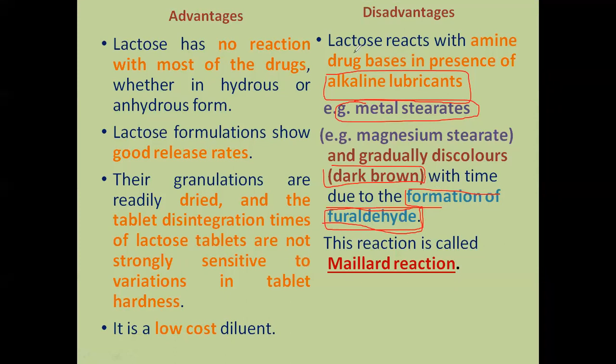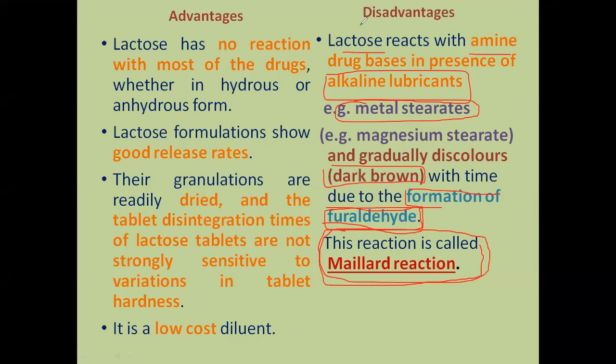So what we can say? When lactose reacts with the amine drug bases in presence of alkaline lubricants such as metal stearate, for example magnesium stearate, it leads to gradual discoloration of lactose or the tablet dosage form, which will change the color to dark brown. Okay, and this is due to the formation of a compound that is furfural aldehyde, and this whole thing is called the Maillard reaction. Okay, so there is a reaction.